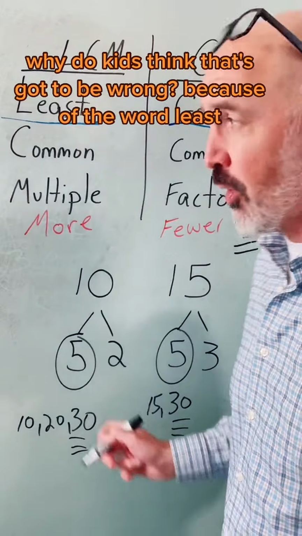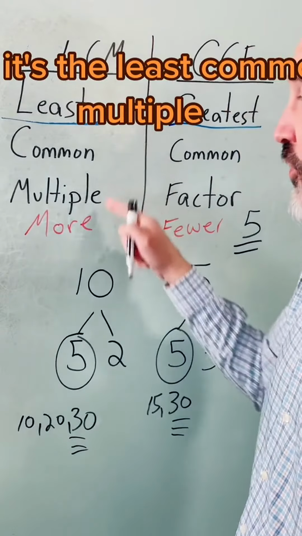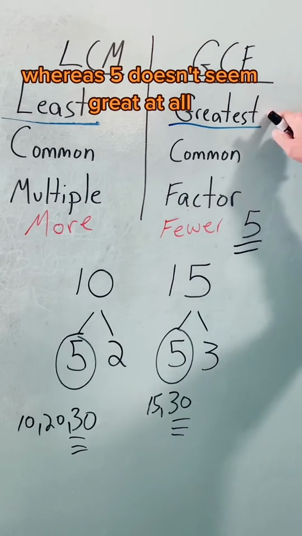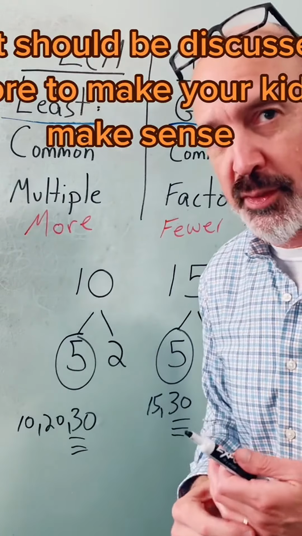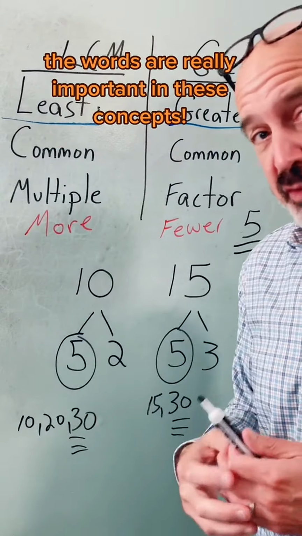Why do kids think that's got to be wrong? Because of the word least. It doesn't seem least at all, but it's the least common multiple. Whereas 5 doesn't seem great at all. It's less than 10 and 15. That should be discussed more to make it make sense to your kids. The words are really important in these concepts.